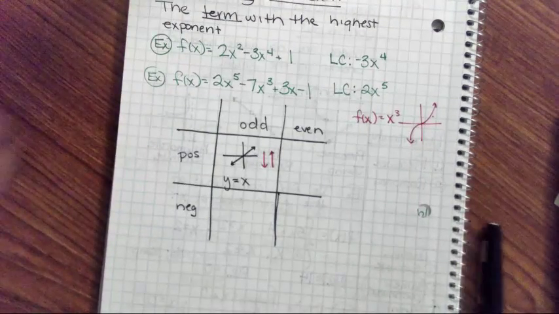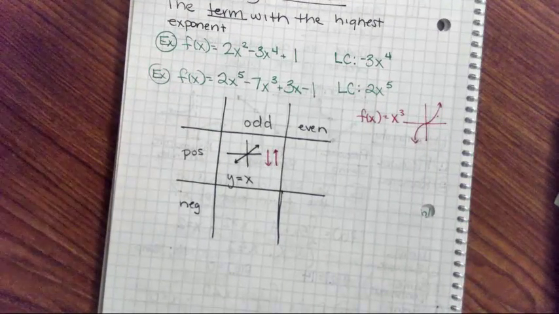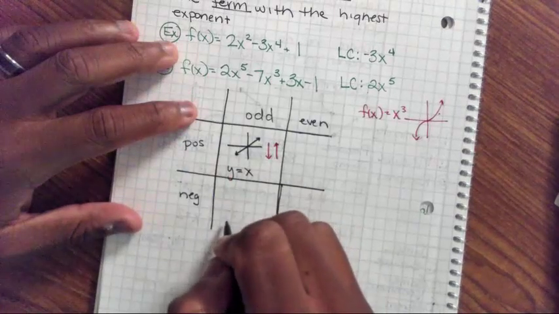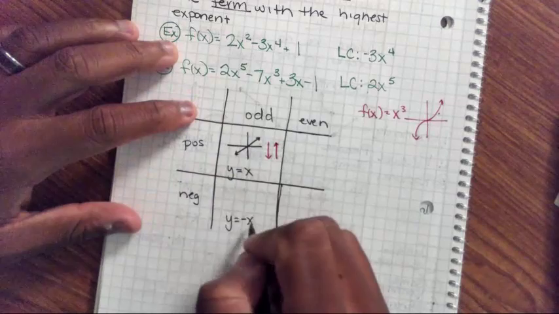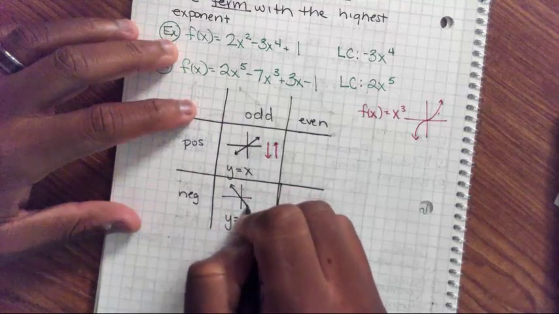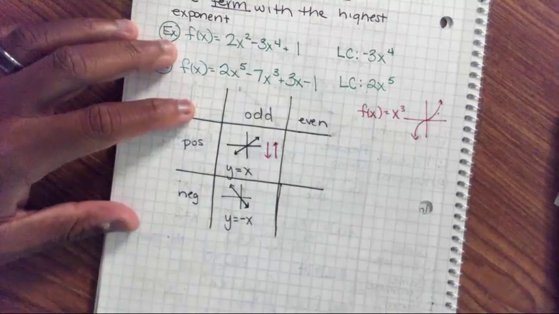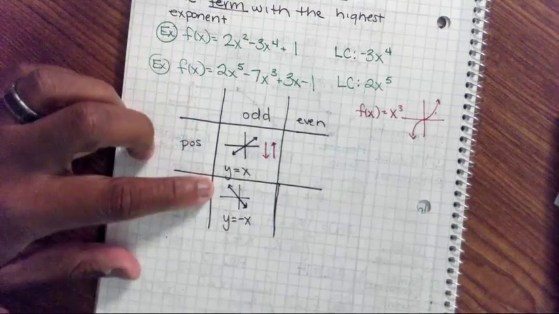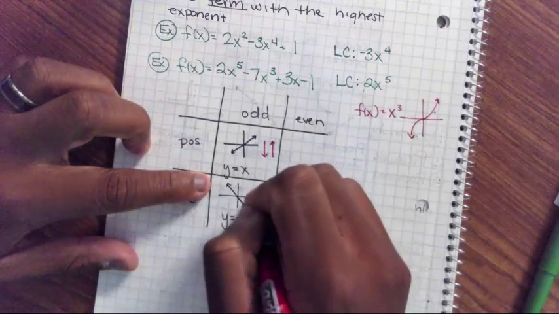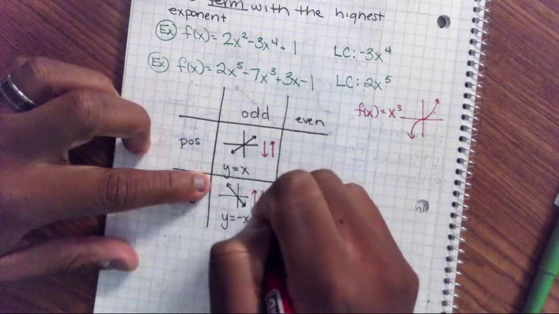Now, a negative odd graph, well, give me a negative odd graph that you know. If we know y equals x, we also know what? And that graph slopes just in the opposite direction, right? So how does this one start? This starts up and finishes how? Down.